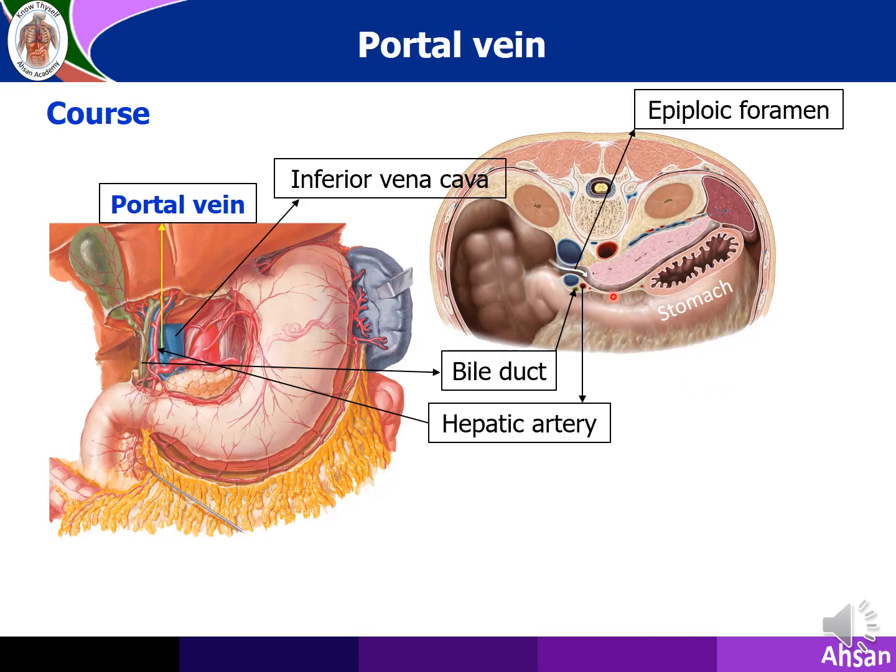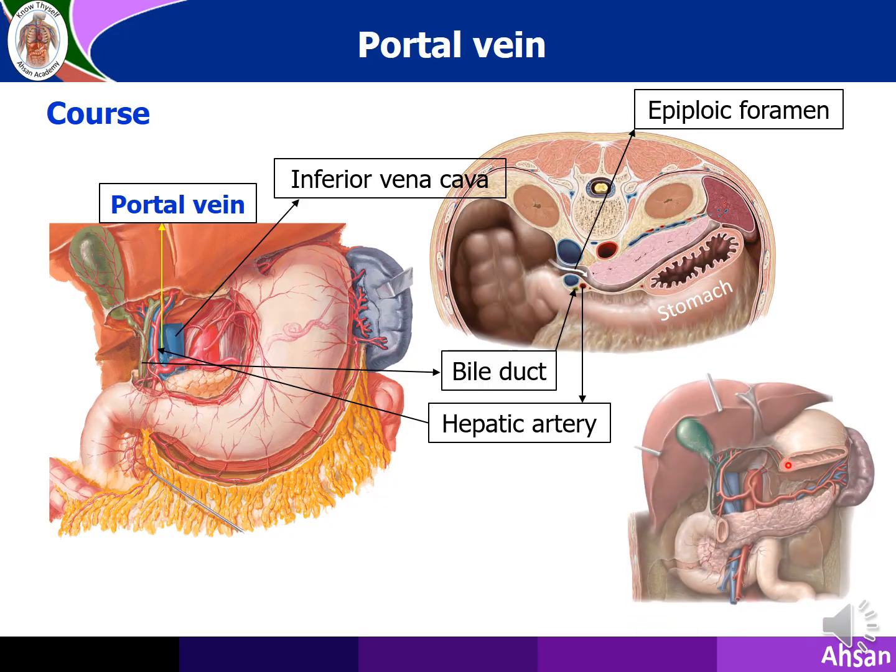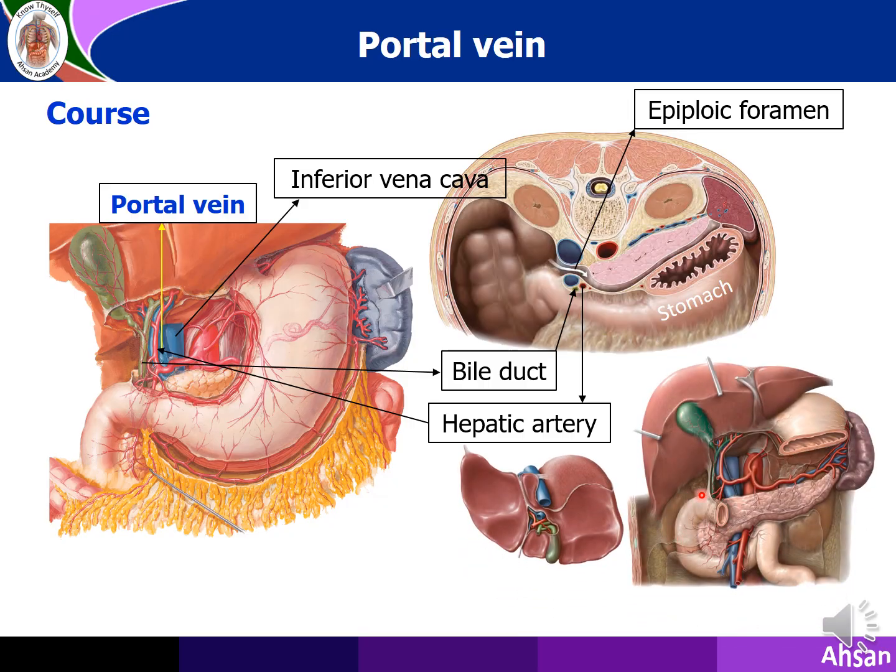All these three are covered by the lesser omentum free margin, and all these structures remain behind the duodenum in front of the epiploic foramen. Much behind that is the inferior vena cava. You can see this structure extending up to the porta hepatis. This is the porta hepatis. It enters into the liver through the porta hepatis. So it ends by entering into the liver.